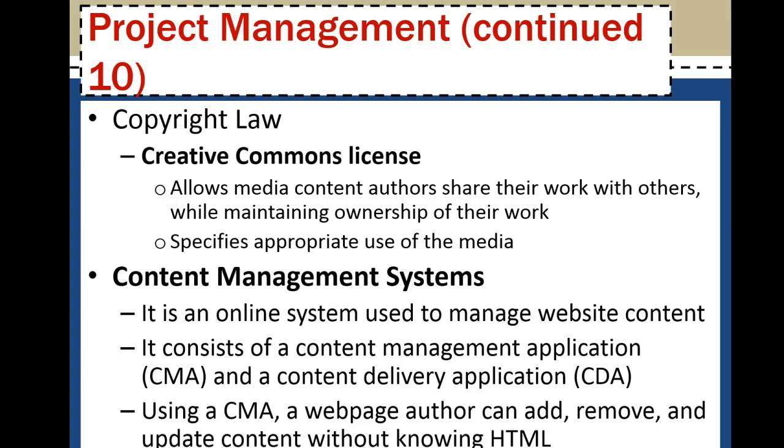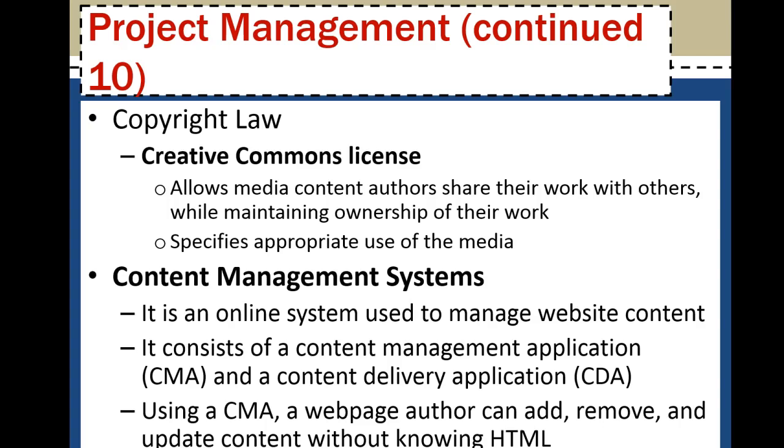Use of a Creative Commons license lets media content authors share their work with each other, while maintaining the ownership of their work. The Creative Commons license specifies appropriate use of media. You can actually go to creativecommons.org and get more information about Creative Commons licenses that you can use on your website.